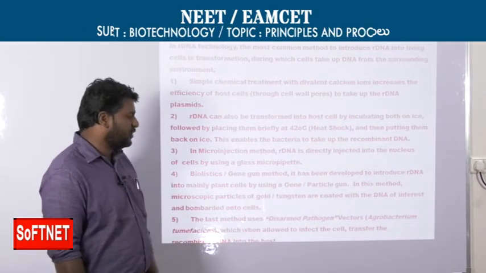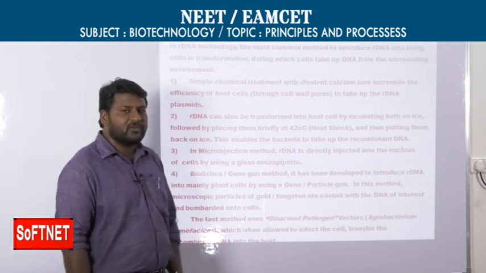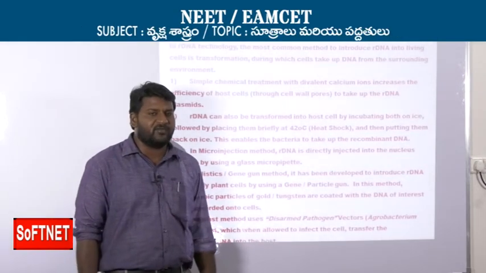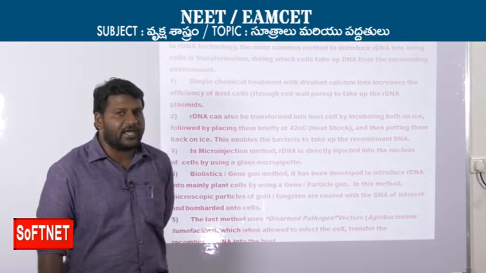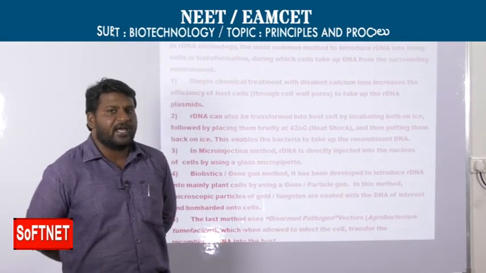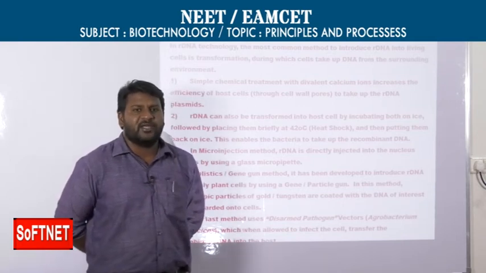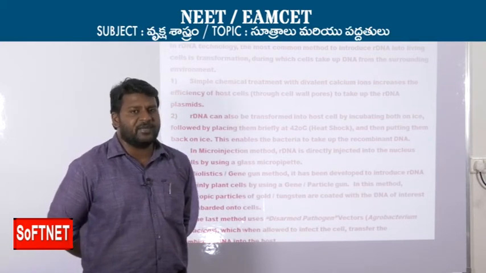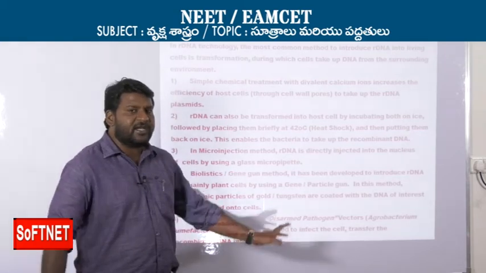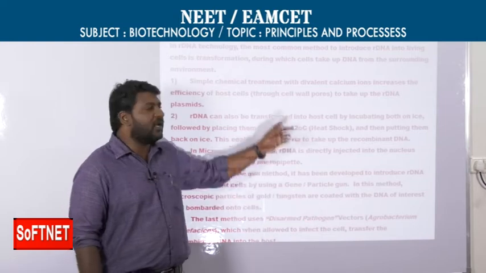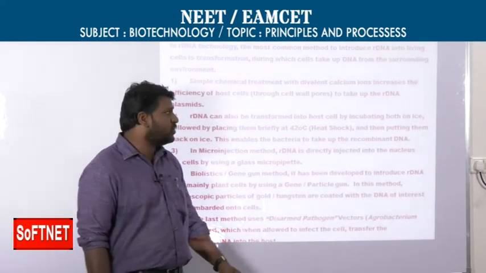And the last method used is a disarmed pathogen, extracted from Agrobacterium tumefaciens. Agrobacterium tumefaciens has a tumor-inducing plasmid, and if we disarm that plasmid which causes tumors, it can be used as a vector through which we can send our rDNA into the host cell.